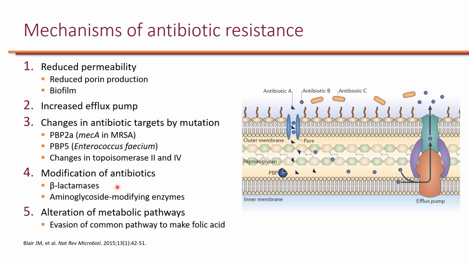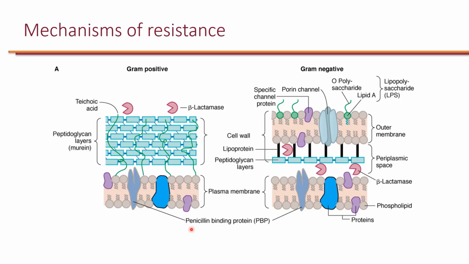The fourth mechanism is modification of antibiotics itself. So there are beta-lactamases that can actually break down antibiotics. There are also aminoglycoside modifying enzymes that can basically alter aminoglycosides. And lastly, there is alteration of metabolic pathways. For example, the evasion of common pathway to make folic acid, which leads to resistance to trimethoprim sulfamethoxazole. Now, there are other mechanisms of resistance, but these are the common ones that we will focus on.